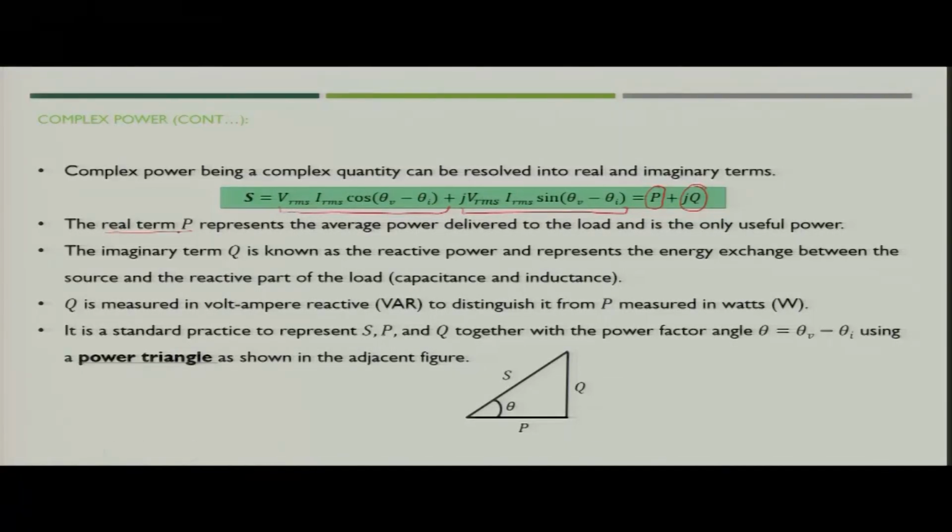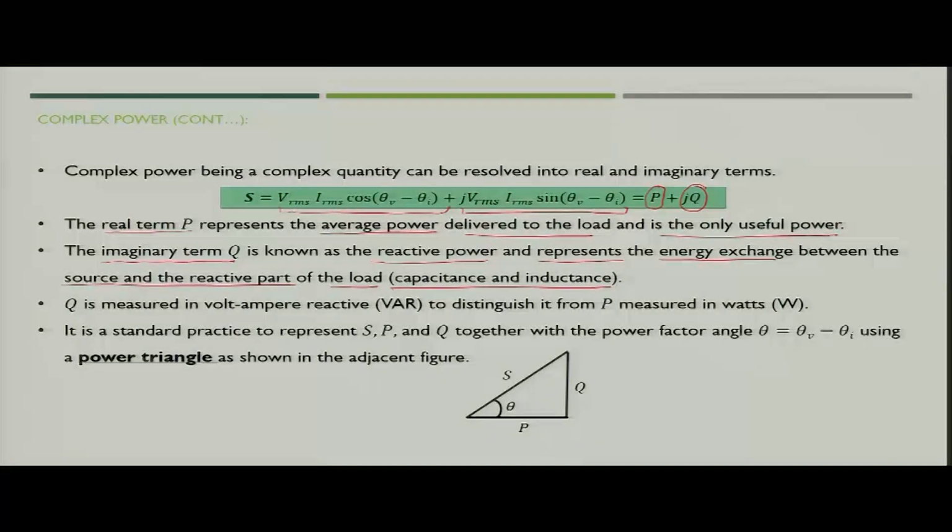Here, the real term is P, which represents the average power delivered to the load and is the only useful power in the system, while the imaginary term Q is known as reactive power and represents the energy exchange between the source and the reactive part of the load. If you see the equation, reactive power does not contribute to the overall power calculation when you have only a resistive load, because in this case theta V minus theta I becomes 0, and sin 0 is 0. So, you will have only the V RMS I RMS term for a purely resistive load. Similarly, for purely capacitive and inductive loads, you will only have the reactive power term.